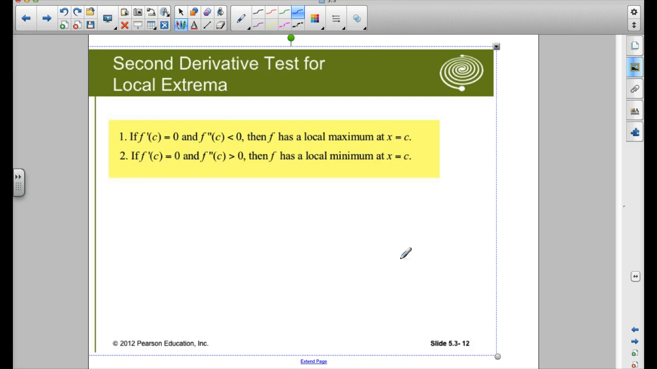Now, the second derivative test says this. If the derivative equals 0 and the second derivative is less than 0, then f has a local maximum at x equals c. If f prime of c is equal to 0 and f double prime of c is greater than 0, then f has a local minimum at x equals c. So we've got minimums and maximums here. The first one says if the derivative equals 0, so we know the tangent line equals 0 there, and the second derivative is less than 0, negative, then it's a local maximum.